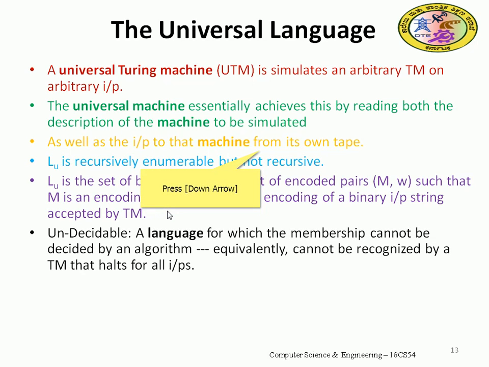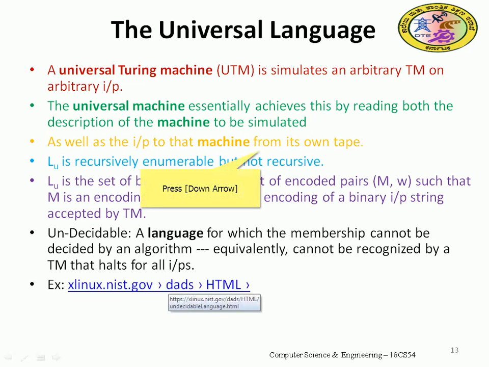So an undecidable language is one for which membership cannot be decided by an algorithm, equivalently cannot be recognized by a Turing machine that halts for all inputs. So that is the equivalent statement. Such universal languages are undecidable.